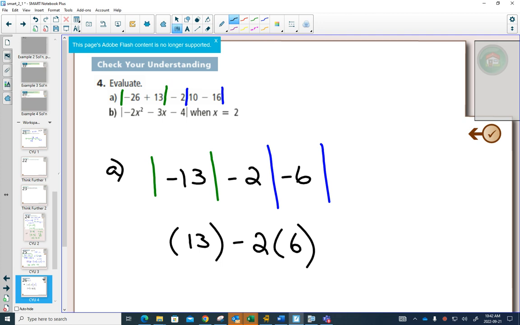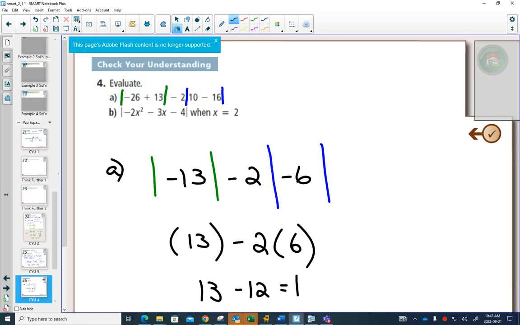Now order of operations. I'm not going to do 13 minus 2. Why not? Because I have a multiplication here. So this will be, okay, I can technically, the brackets I didn't need around the 13. I can take them off. But I did need the brackets around the 6 to remind myself I have to do -2 times 6, which is -12. And this whole thing is equal to 1.